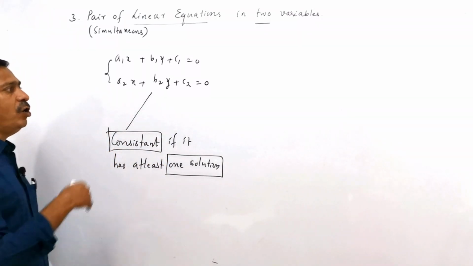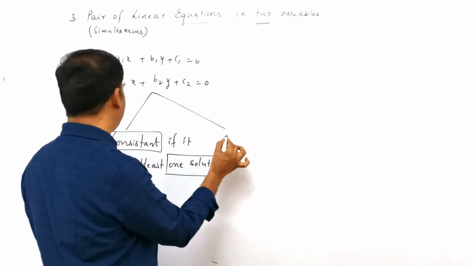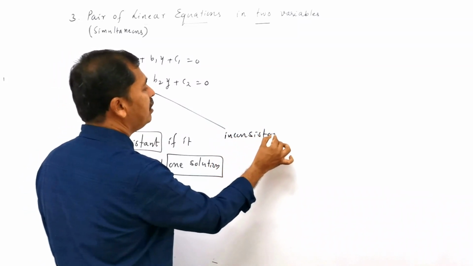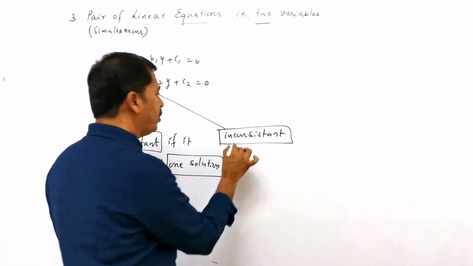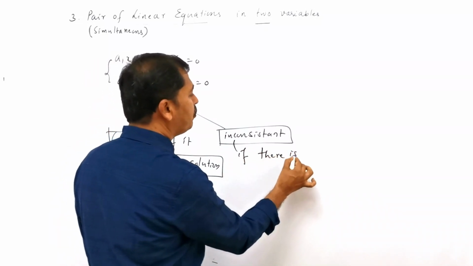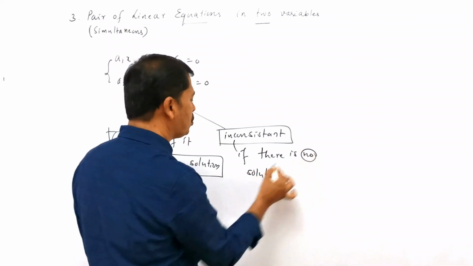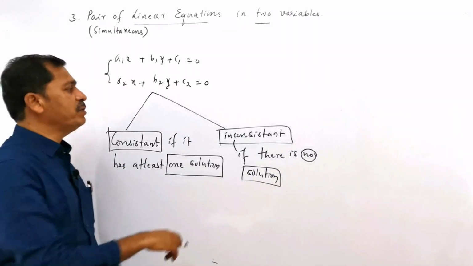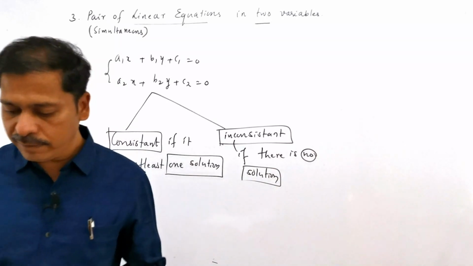On the other hand, if there is no solution, then it is said to be inconsistent. This system is said to be an inconsistent system of linear equations. If there is no solution, this is important here, no solution, then the system is said to be an inconsistent system of linear equations. Okay.